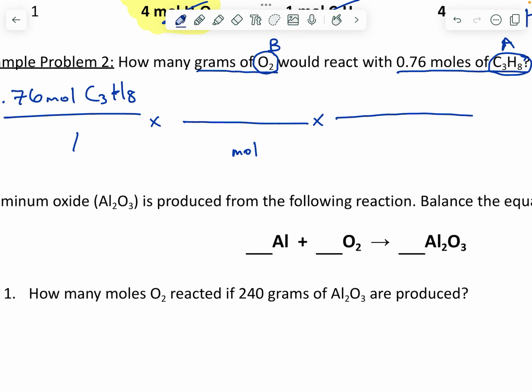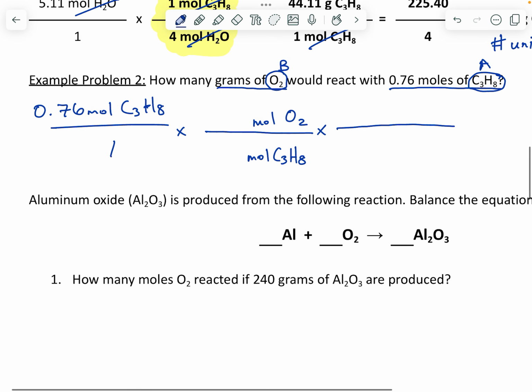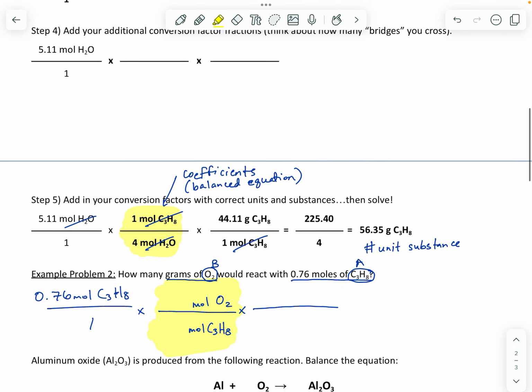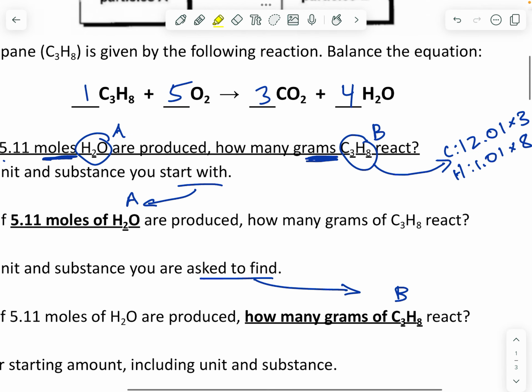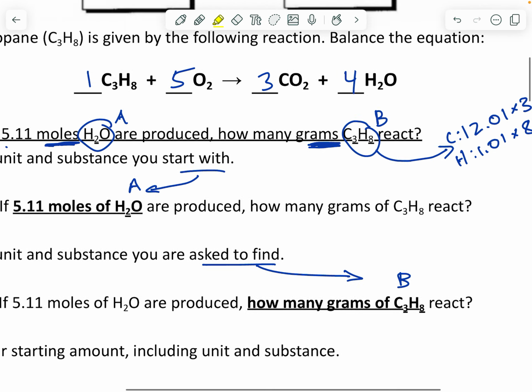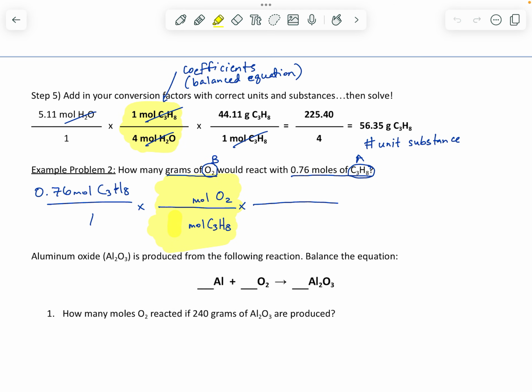Moles of A go on the bottom, so C3H8. Moles of B go on top, so O2. And the ratio here, again, is going to be from our recipe, right? Going from one thing to another, we go to the recipe, which is our balanced equation. Our balanced equation is right up here. We know that there's 1 mole of C3H8 for every 5 moles of O2, and so I put those accordingly. 1 mole of propane is equal to 5 moles of O2.